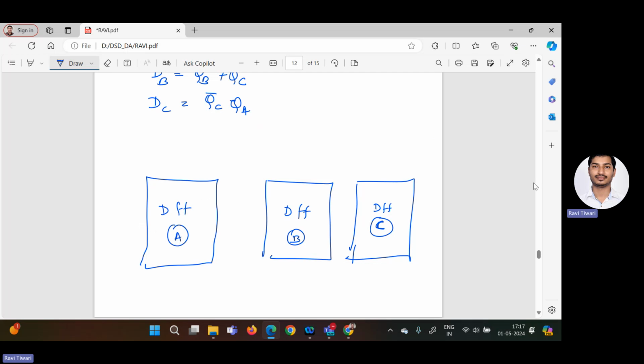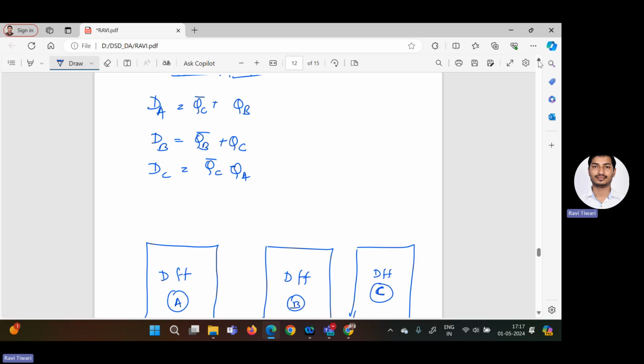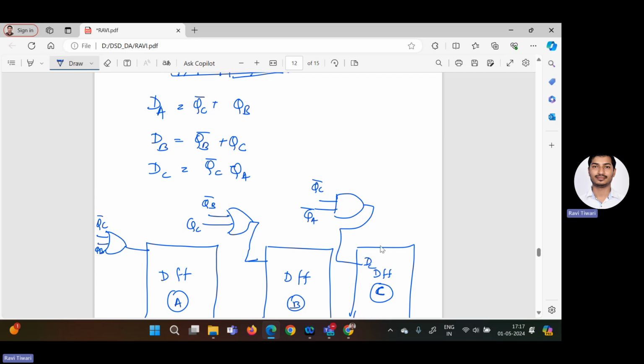Now we have all the expressions. So here you see, for DA it's QC bar, QB. So I am drawing it like this, one OR gate. And here I will provide QC bar. Here I am providing QB. Similarly, here it's DB, and DB will be calculated by using an OR gate. This is QB bar, QC. Similarly, I will use one AND gate here, and here I will provide QC bar, and this is QA. The output will be given as DC. So now this is DB, this is DA.